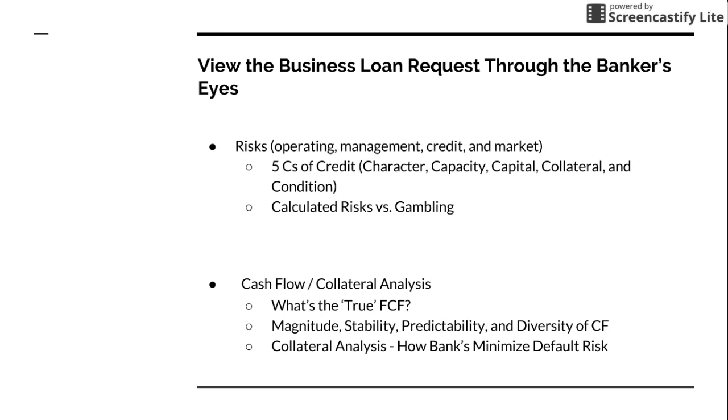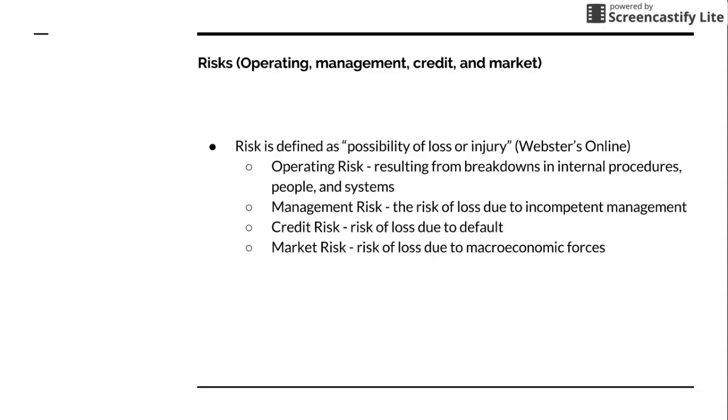But now, to really get our minds wrapped around what I'm talking about with risk in terms of looking at your business loan request with the banker's eyes, we got to talk about the 5 C's of credit: character, capacity, capital, collateral, and condition, as well as calculated risk versus gambling risk. Then in the second video, we're going to talk about cash flow versus collateral analysis, and I'll leave that for the second video. You can see the points that we're going to talk about there, which are major points, particularly the second bullet point, but let's leave that for the second video.